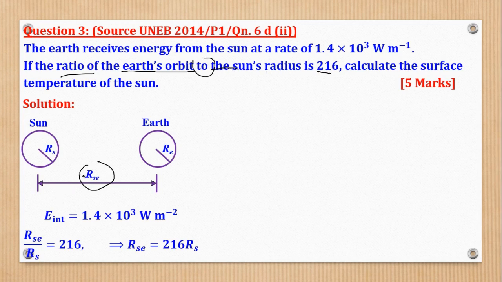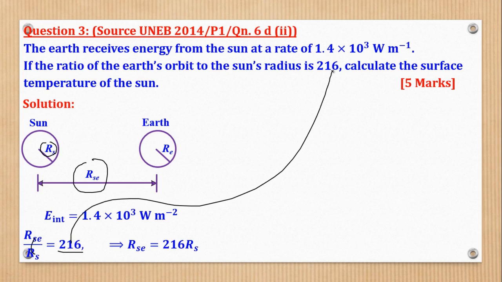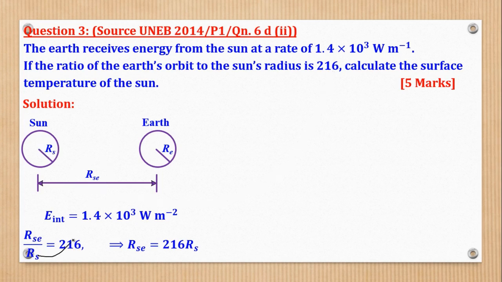So the Earth's orbit is this one. I think you remember the sketch we drew at first, there was an orbit here where the Earth is. So that's what they mean by the Earth's orbit, and the radius is that. And the Sun's radius is this, RS. So this over this gives you 216. Therefore, when I cross multiply, I take this one this side, and I come up with RSE being equal to 216 RS.